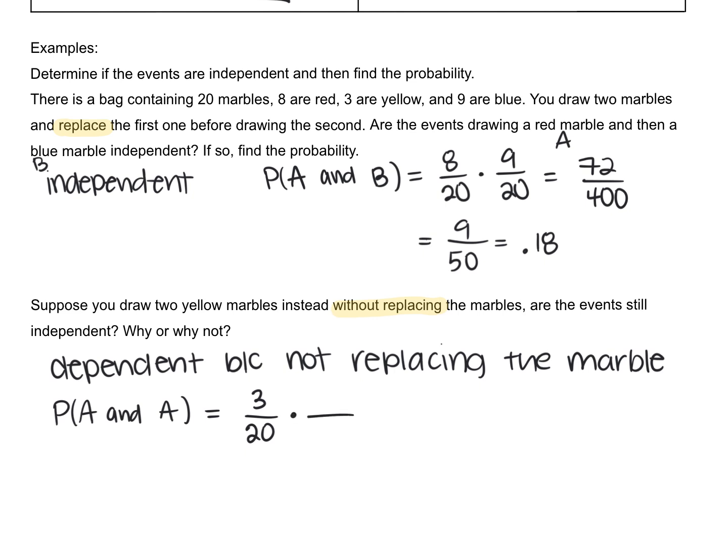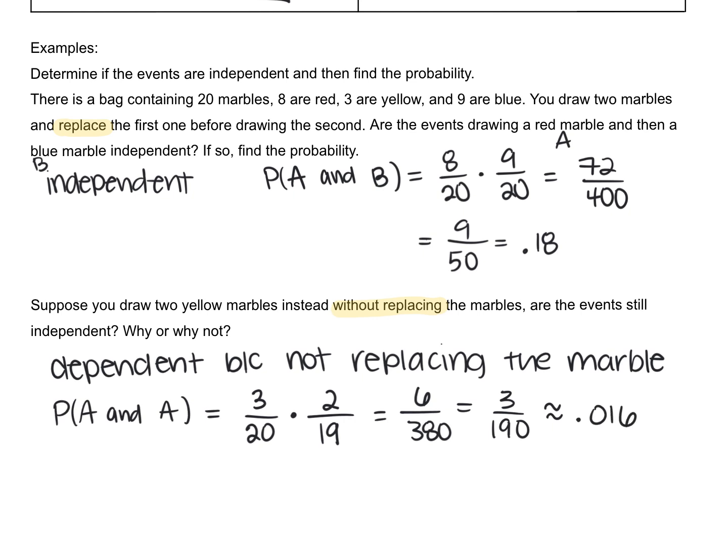My second probability now is changed based on the first probability. So the denominator is always going to change because there is now 1 less marble than what we started with. So in this case, I had 20, I pulled 1 out, I now have 19. The numerator only changes if we're talking about drawing the same thing twice in a row, like in this example. So instead of there being 3 yellow marbles, assuming the first marble was yellow, there's now only 2 yellow marbles remaining, which when multiplied gives us 6 over 380, which does simplify to 3 over 190, which is not a nice decimal, but it is approximately 0.016.